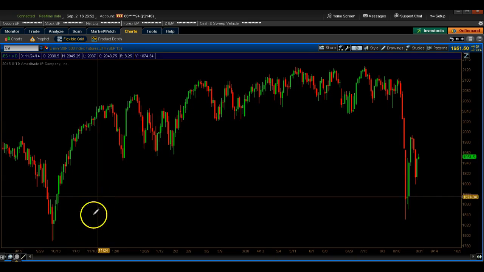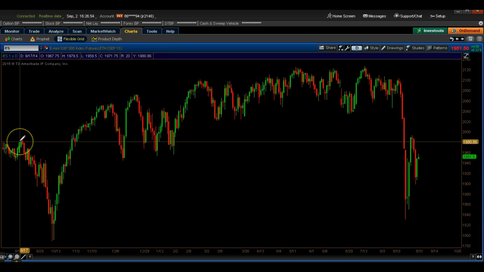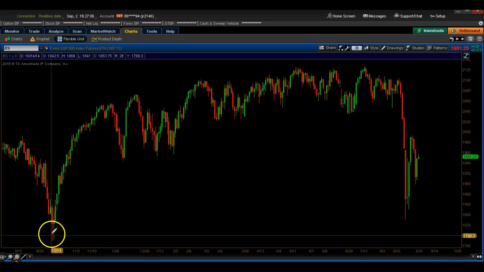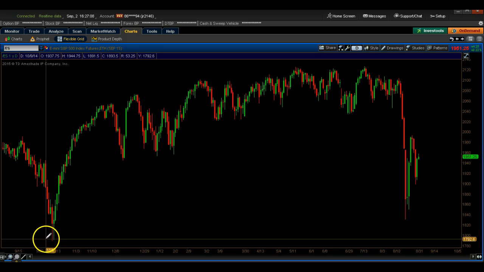So let's start off. We'll work our way from left to right, and then we'll probably jump all around afterwards, because that's what happens when you draw trend lines. As you can see, this is a 1-year chart of the Emini S&Ps, from September of last year until September of this year.